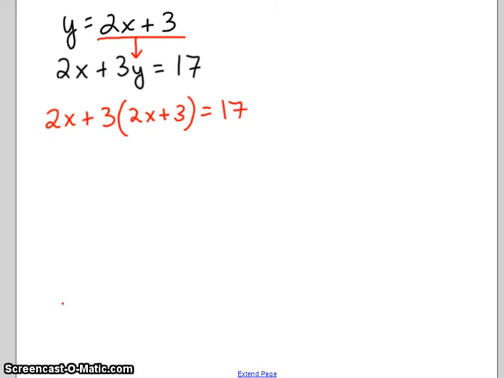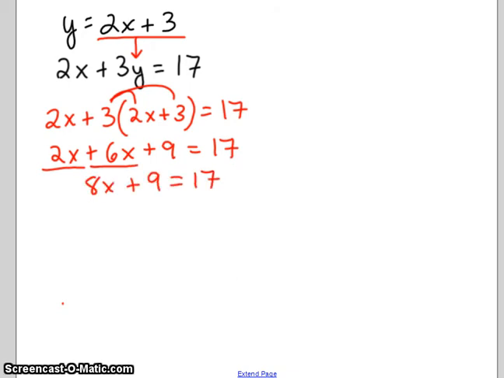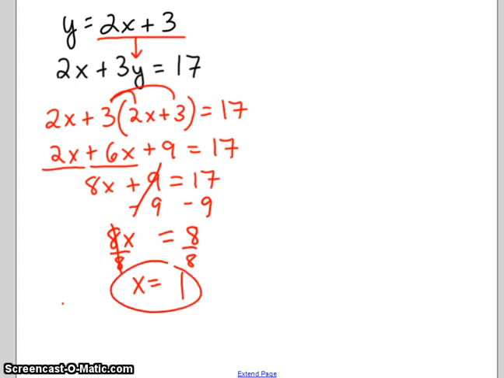Now we have a lot of math skills going on here to solve for x. We have distributive property, combining like terms, subtraction property of equality, and division. x equals 1. So the first value is 1.